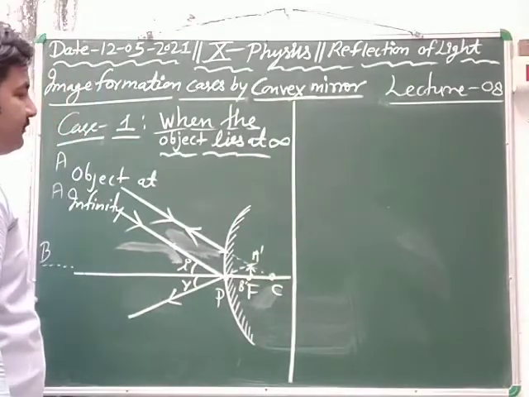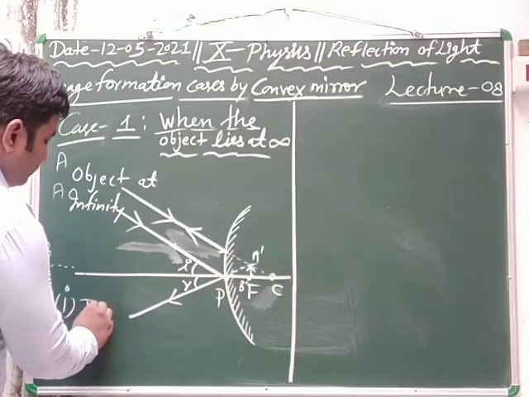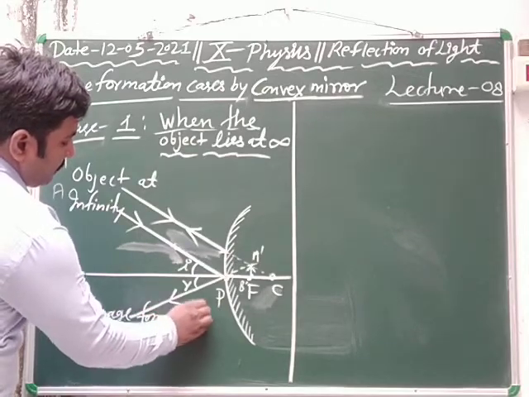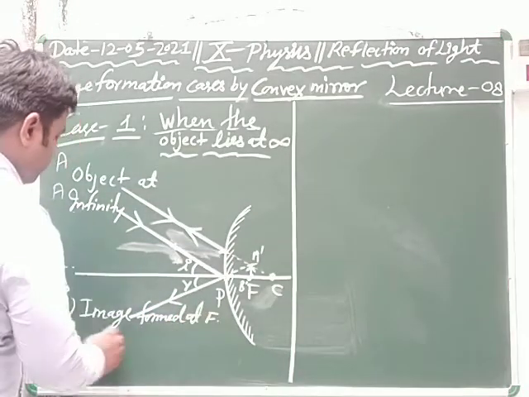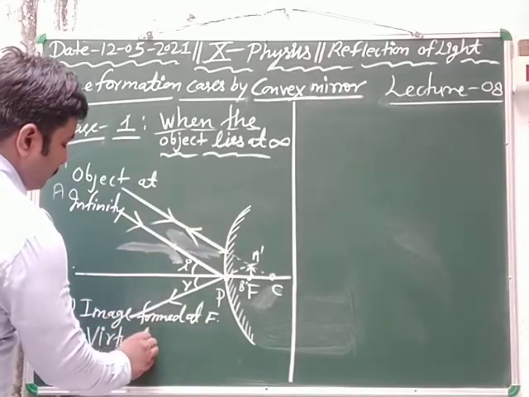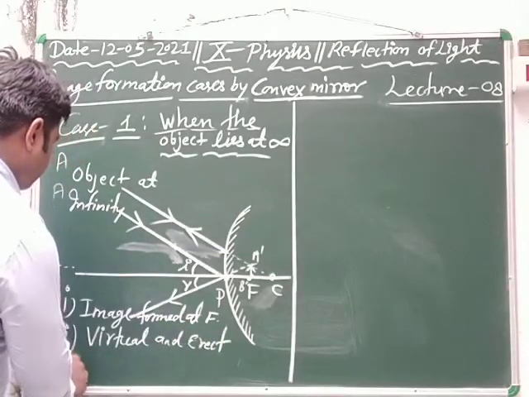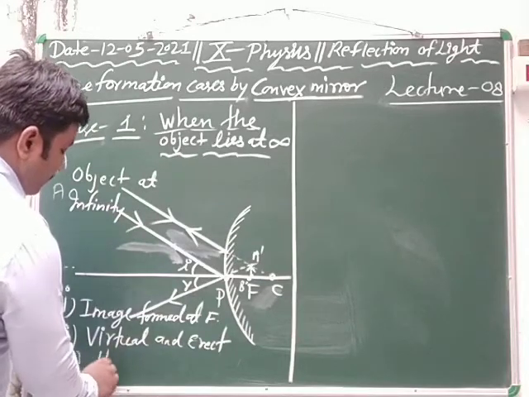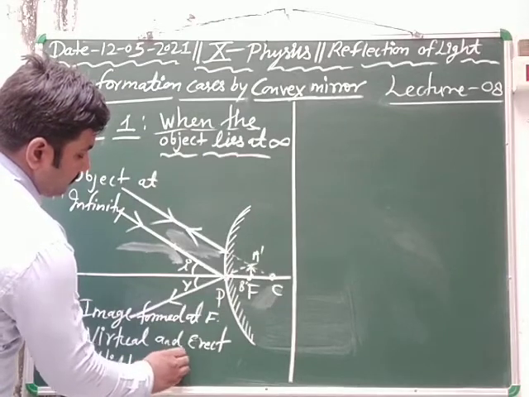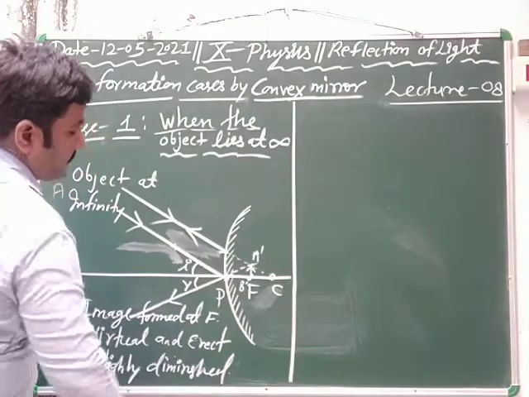So, 3 points regarding this image formation. Just see, first, image formed at F. Second one, virtual and erect. Third one, highly diminished. Clear? The 3 points.